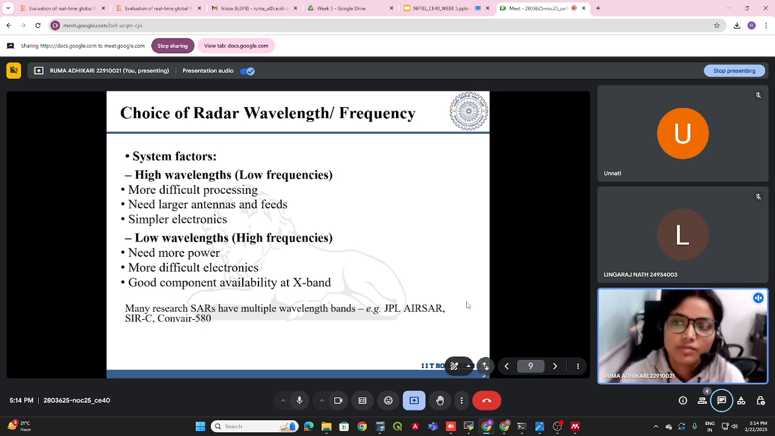So, the choice of radar wavelength and system factors: there are limitations also. It is not like we will only work with the longest wavelength. It has limitations also. High wavelength is difficult in processing, needs larger antennas and feeds but simpler electronics, and low wavelength needs more power and more difficult electronics, and good component availability is at expense. So many research SARs have multiple wavelength bands. So it can have multiple wavelength bands also, like AirSAR, Sensor SAR C, these are multiple.